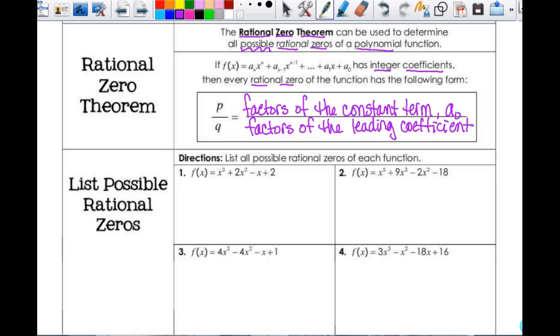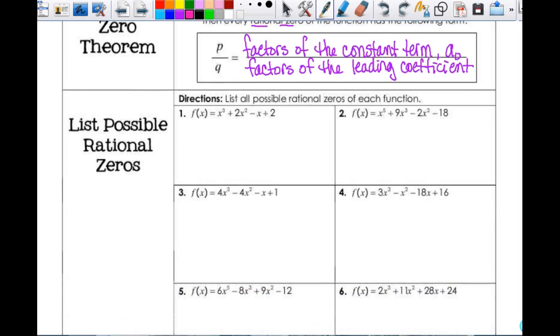That's how we figure out possibilities. And in some cases, this is much simpler than others, depending on the numbers in your polynomial. Right. So I'll explain to you what that exactly means here. If we look at number 1, it says list all the possible rational zeros of each function. So it's not all the possible zeros, but it's all the possible rational zeros.